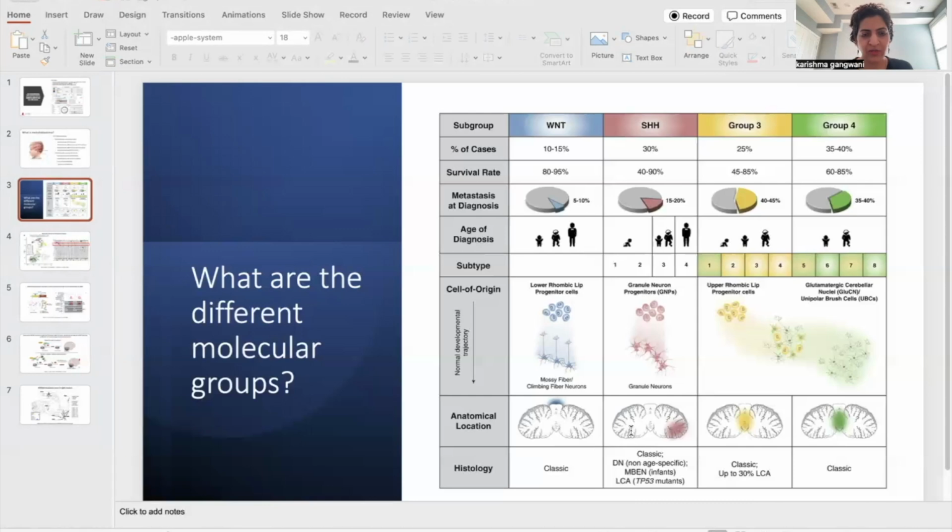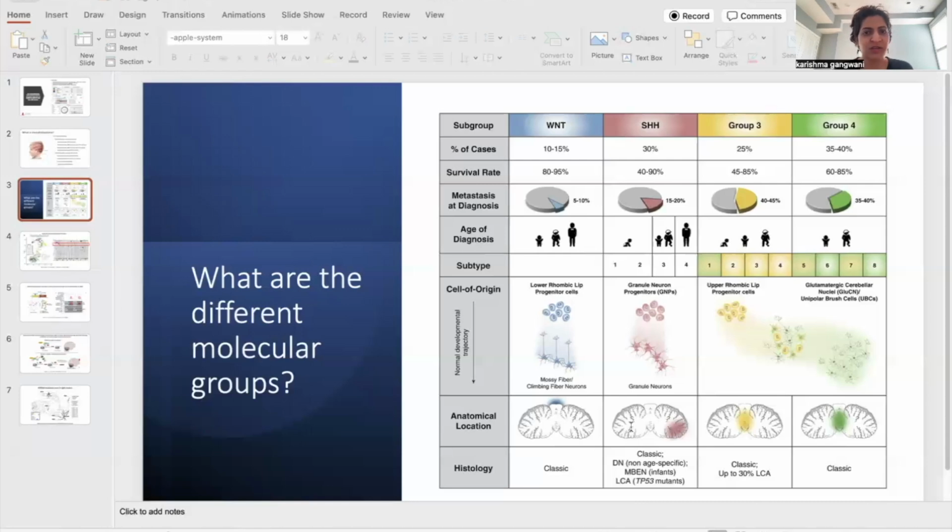Now, the last one, the group 3 and group 4, these are the non-Wnt and the non-sonic hedgehog. They're generally combined together, and together they account for about 60% of all medulloblastomas, with group 4 being the most common. Now, the reason why they're combined together is because they have overlapping molecular features, and they are not associated with any specific pathway, which makes the demarcation between these two groups very difficult and very ambiguous.